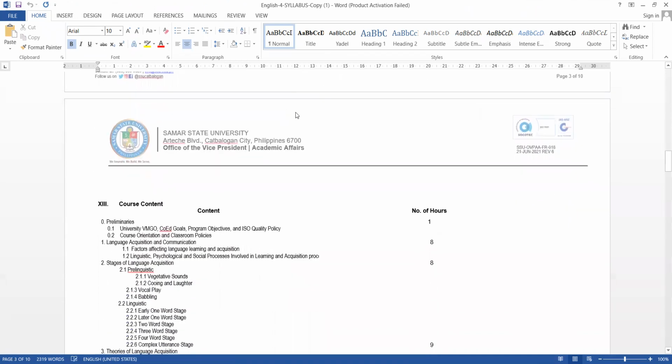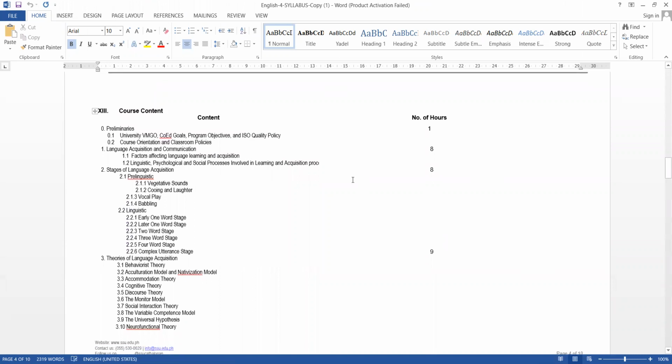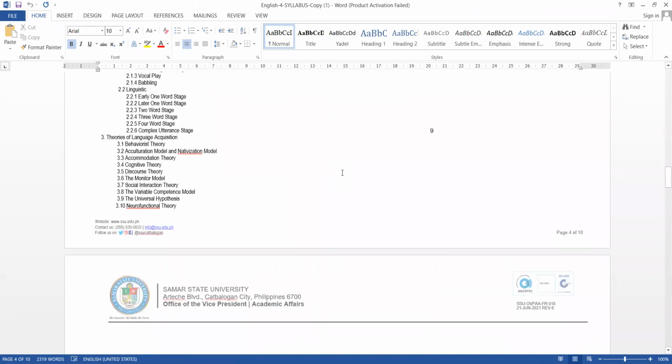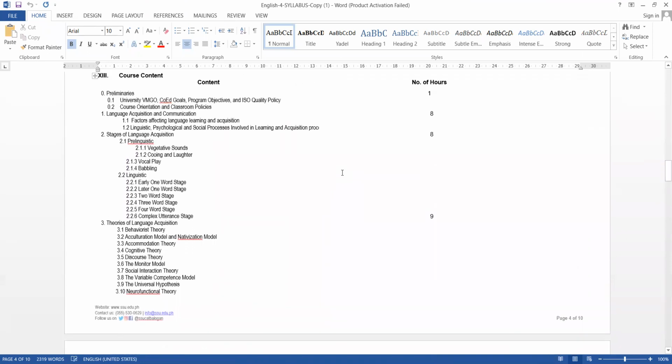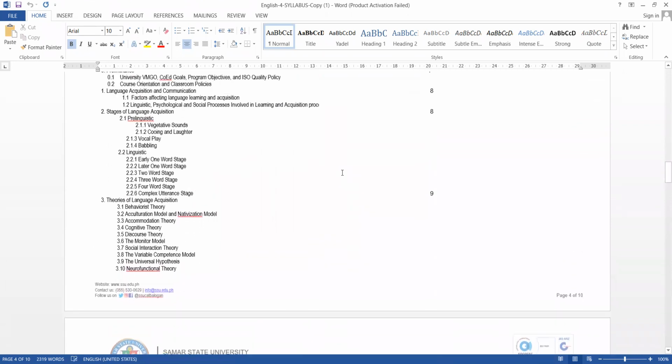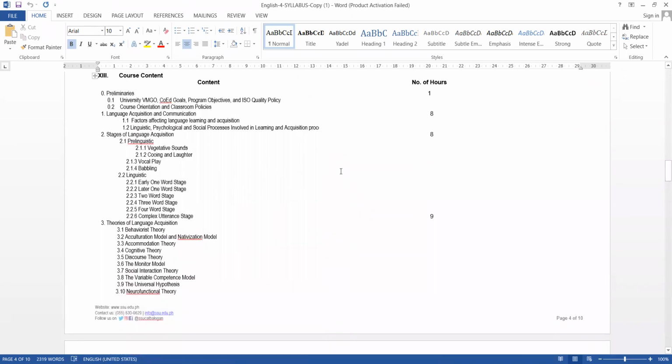So what will be the topics that we will cover in this subject? Of course, the total is 52 hours with 1 hour each for the midterm and final exam, so a total of 54 hours for the entire semester. These are the topics that we will cover. First, we'll talk about language acquisition and communication. Next, we'll talk about the stages of language acquisition.